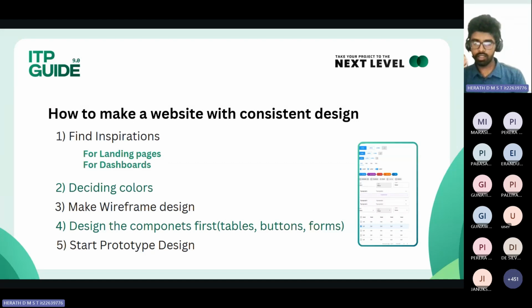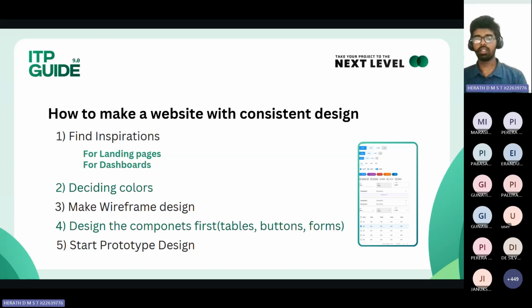Mostly in here in the image, I have shown you some components that we used when designing our project. So you can use those components if you're using Material UI, Ant Design, or some kind of component libraries. You can get those kinds of components from them and use them in your Figma. By that, you can have a consistent design with all.